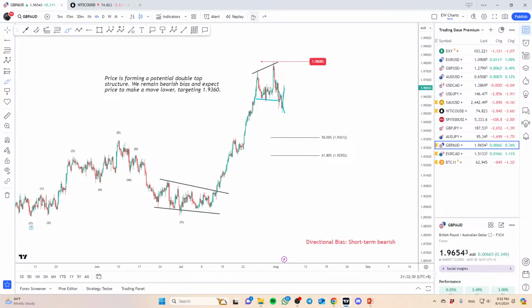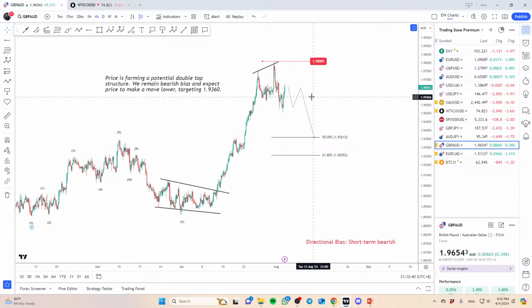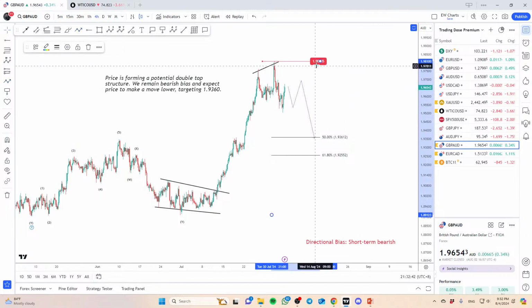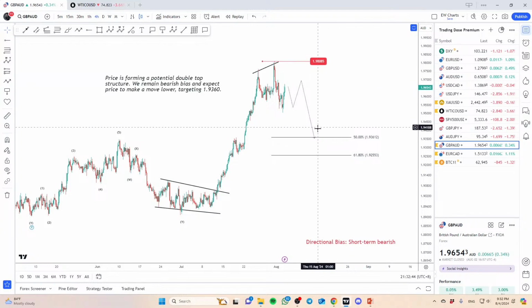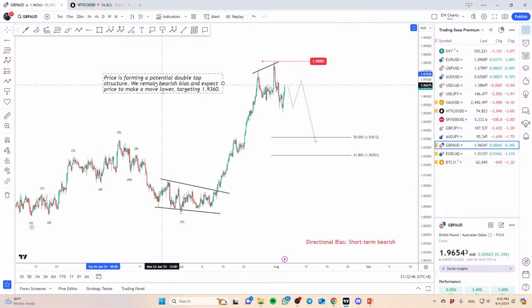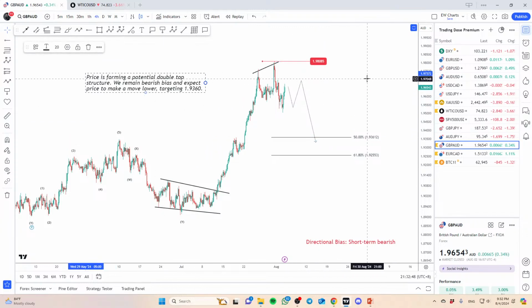We did get a break, but it's a very, very small break. We do have a double top. We do have divergence. Overall, I'm expecting some sort of a pullback to the downside, but we'll see. I think this one will probably need to give it a little bit more time first. So I'm a little bit cautious on this, to be very honest.